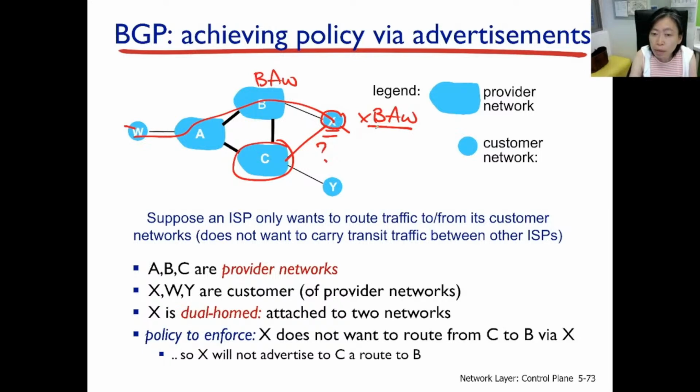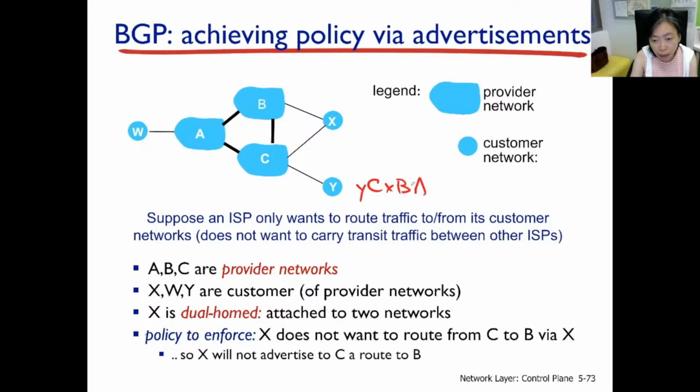Well, let's assume that we send XBAW to C. In this case, C is going to discover CXBAW is a path to send data to W. Similarly, Y is going to discover YCXBAW is a path to send traffic from a user in Y to a user in W. And that's going to travel like this.